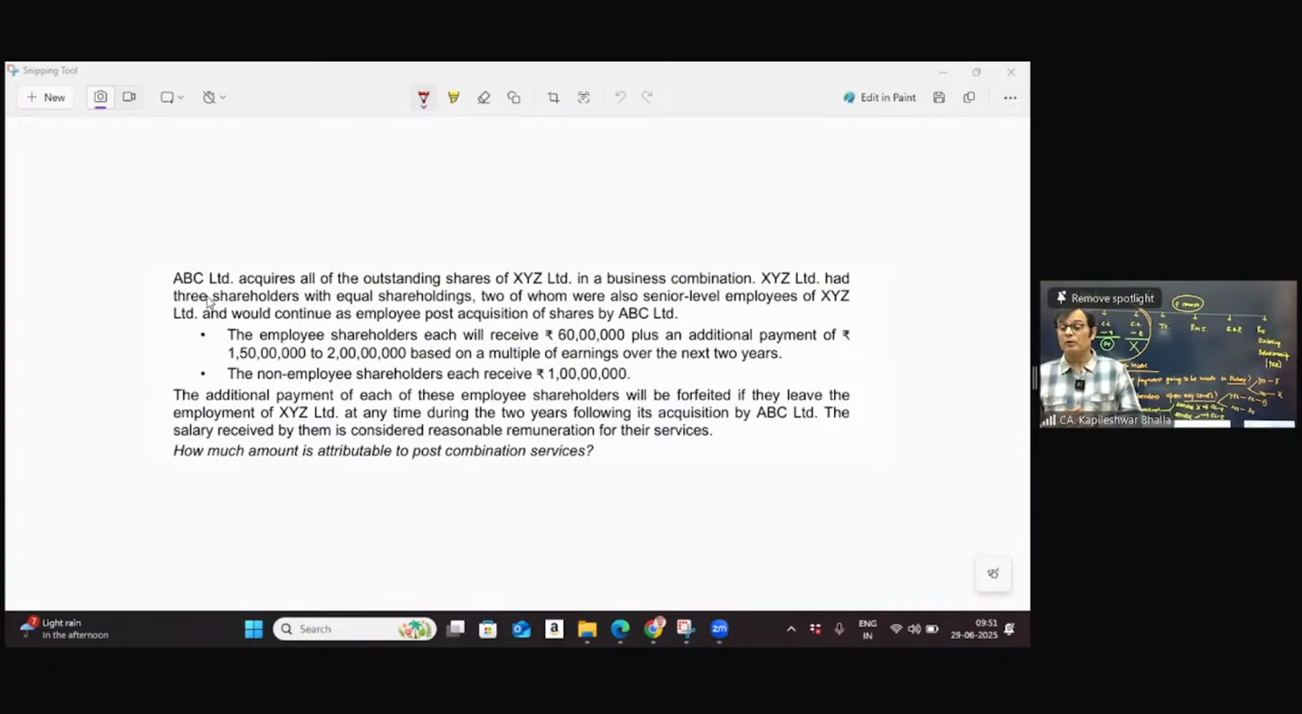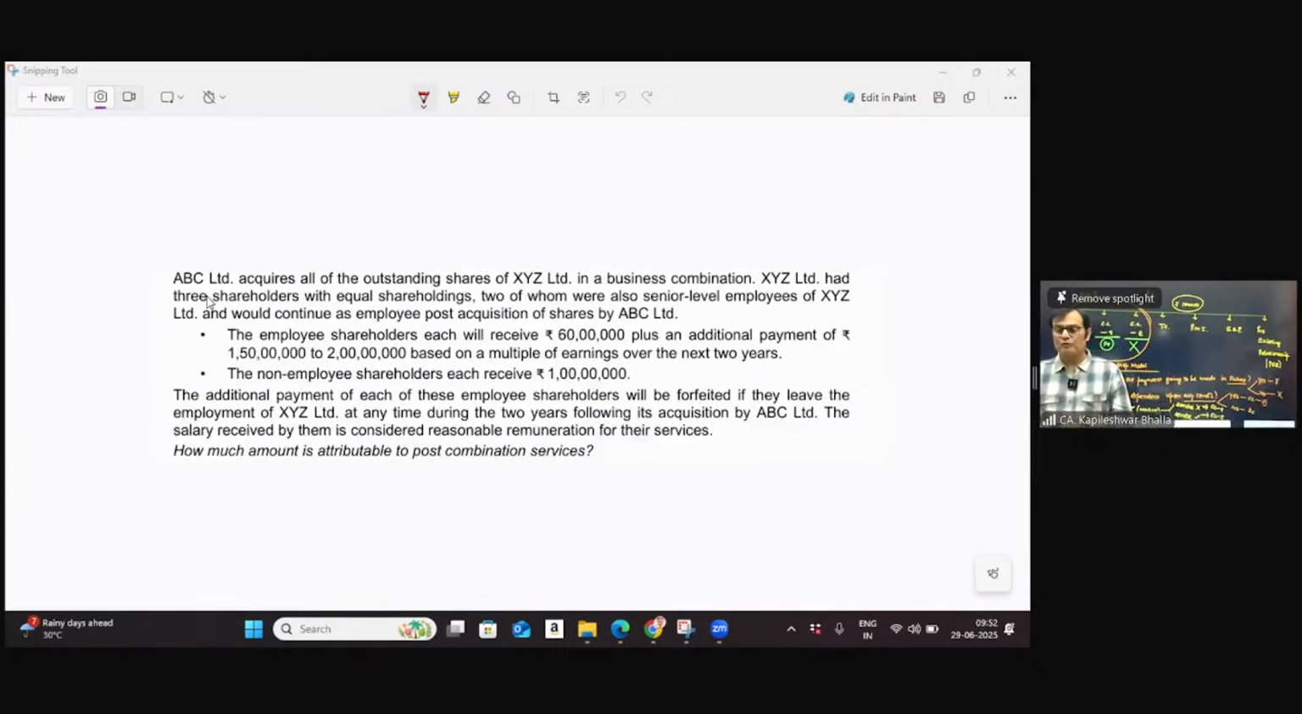It says the employee shareholder will receive 60 lakhs plus an additional payment of 150 lakhs to 200 lakhs based on a multiple of earnings over the next 2 years. The non-employee shareholders will receive 100 lakhs. He is making a different payment to the employee shareholders and a different payment to the non-employee shareholders. So shareholders of the acquiree are in 2 categories: those who are employees as well, and those who are not.